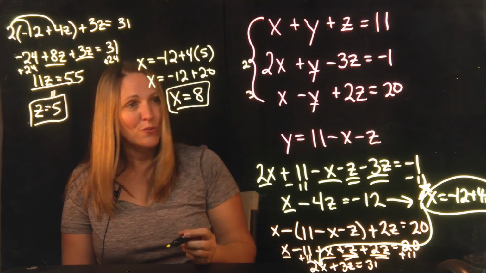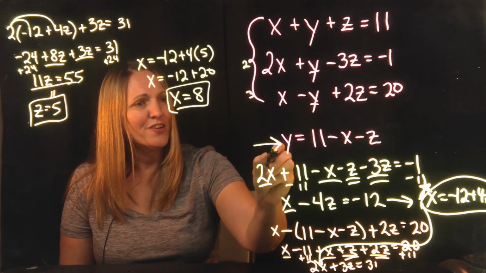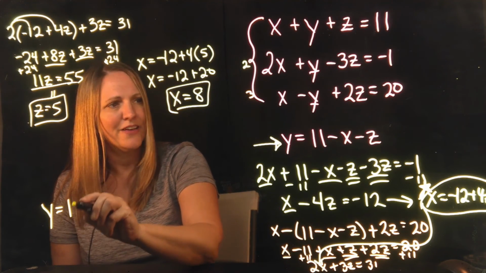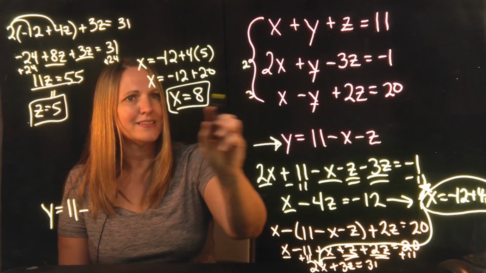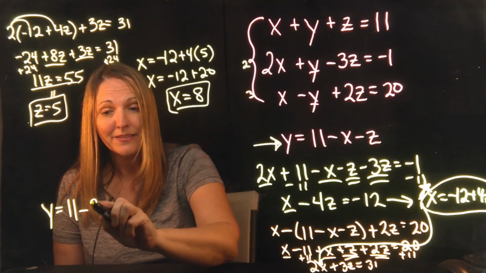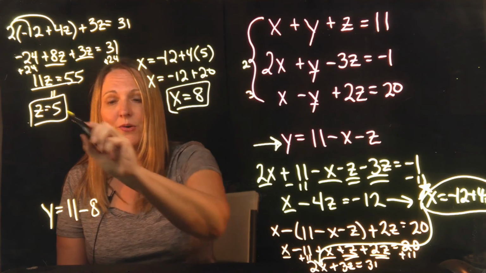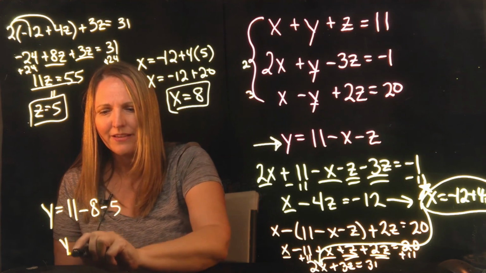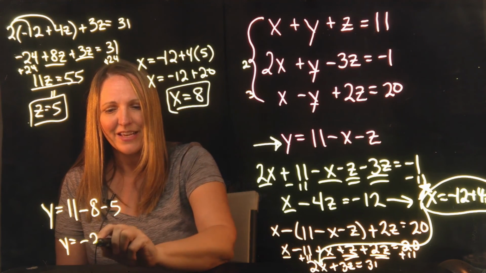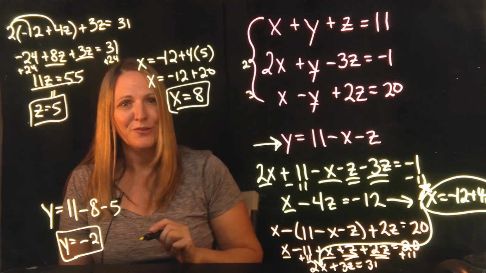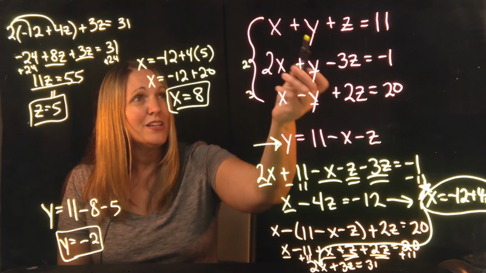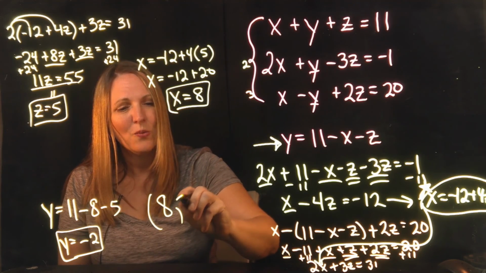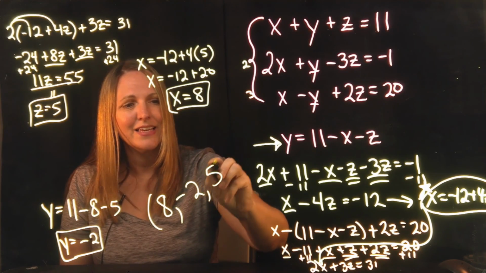To find my third one, I can go back to this first substitution I made, which was y equals 11 minus x, which we cleverly deduced to be 8, minus z, which we found to be 5. 11 minus 8 is 3, and 3 minus 5 is negative 2. So there is my third solution. That means the solution to the system of linear equations is x is 8, y is negative 2, and z is 5.